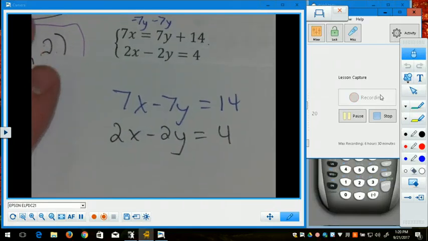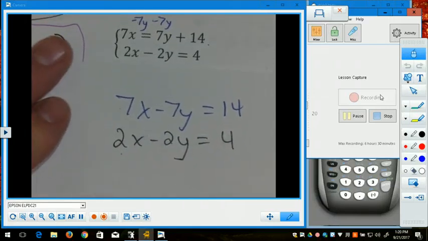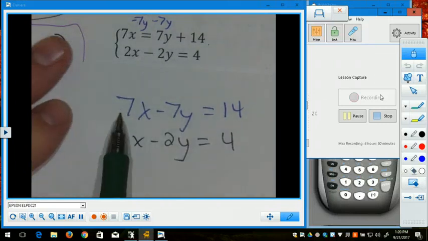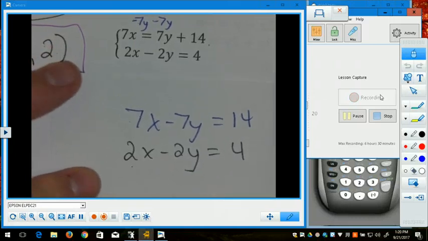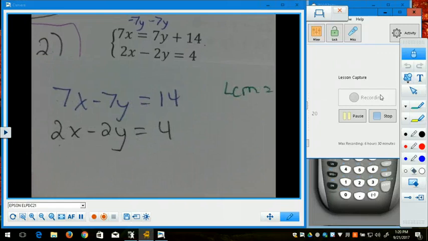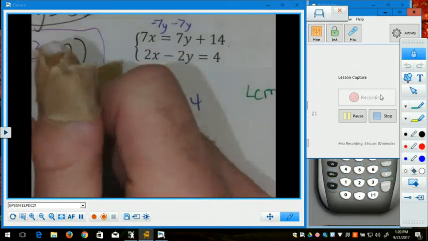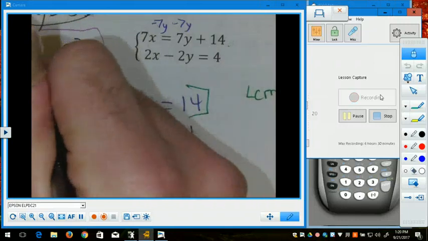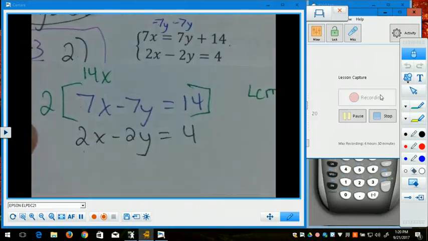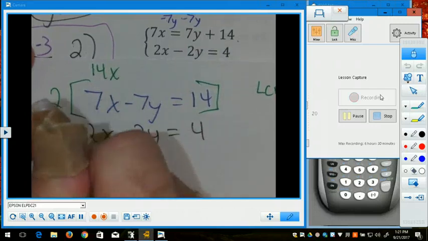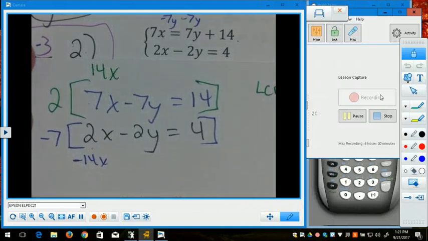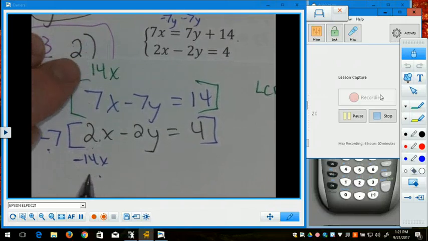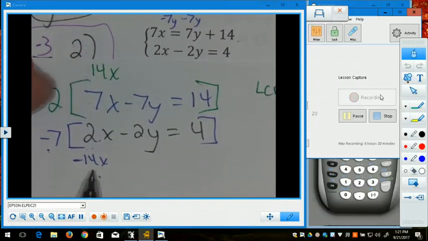All right. Now, I'm going to target, doesn't really matter what I target, I'm going to target my x's. And unfortunately, 2 doesn't go into 7. Their least common multiple is 14. Since the least common multiple is 14, I'm going to need to multiply my top equation by 2 to make this a 14x. And to get its opposite value, negative 14x, I'm going to have to multiply my bottom equation by negative 7. Because negative 7 times 2x is negative 14x.